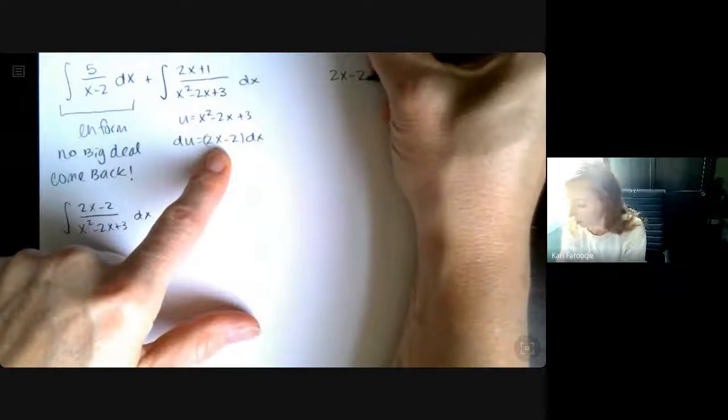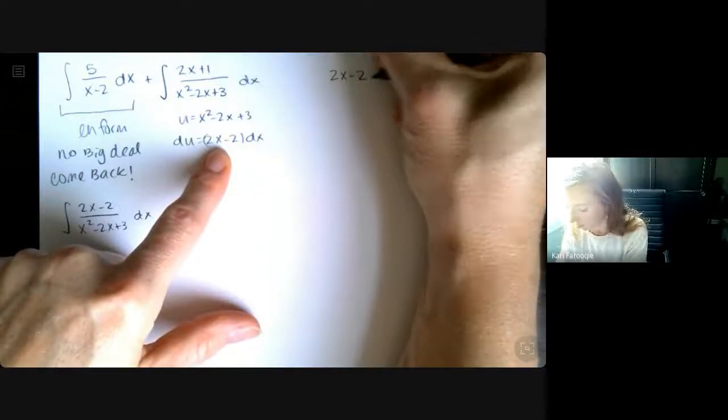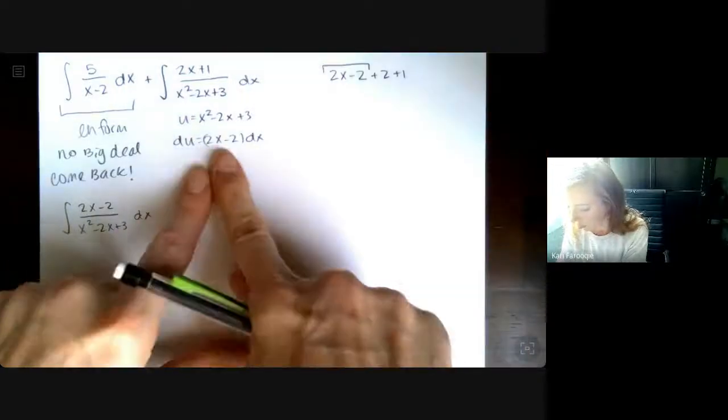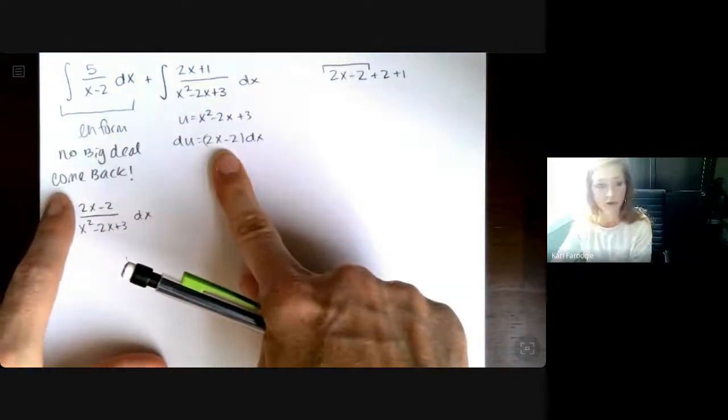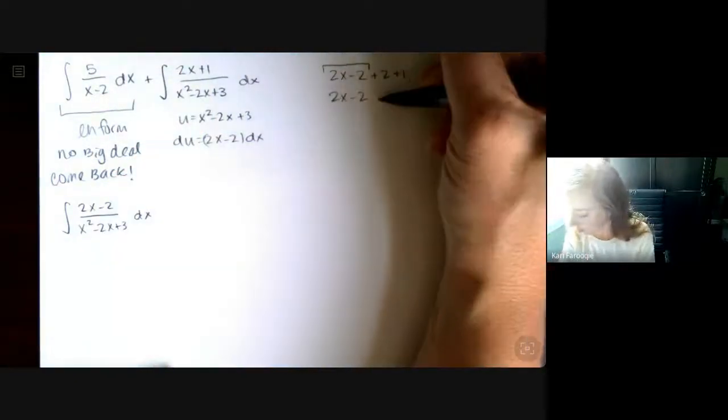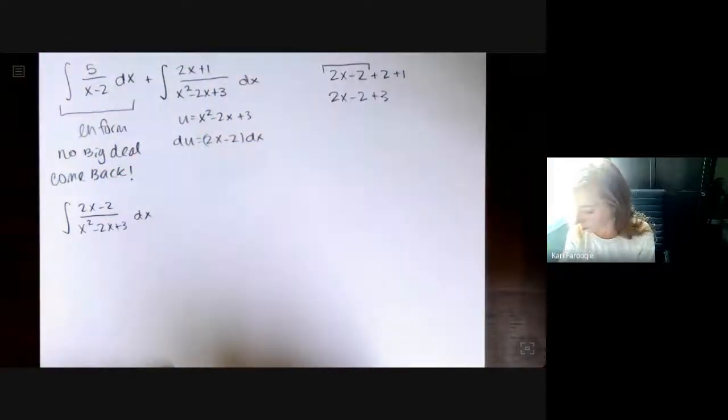2x, sorry, I'm going to force this to be the way that it is. 2x minus 2 plus 2 plus 1. So this was what we created. We made it into 2x minus 2, but when you subtract 2, you have to then add 2. And you originally had a plus 1. So this turns into 2x minus 2 plus 3.